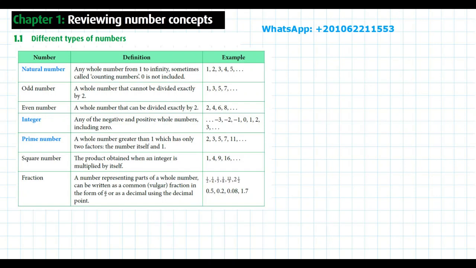Peace be upon you. Today we're going to talk about our level. Today we're going to talk about a critical part, which is reviewing number concepts. The first part deals with different types of numbers. Right now we're going to treat natural numbers, odd numbers, even numbers, and so on.